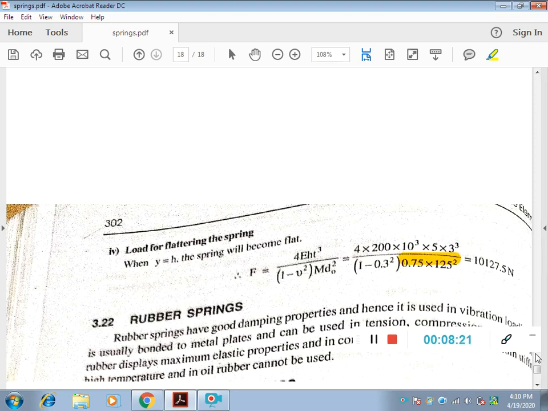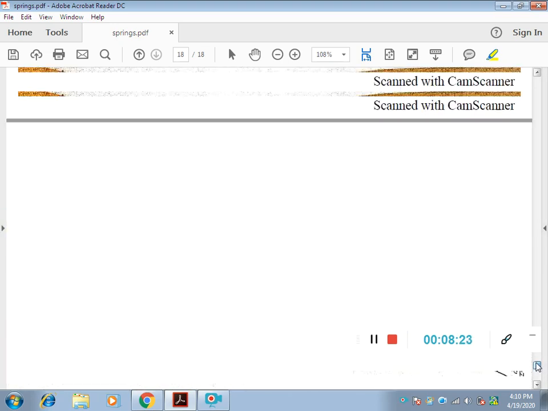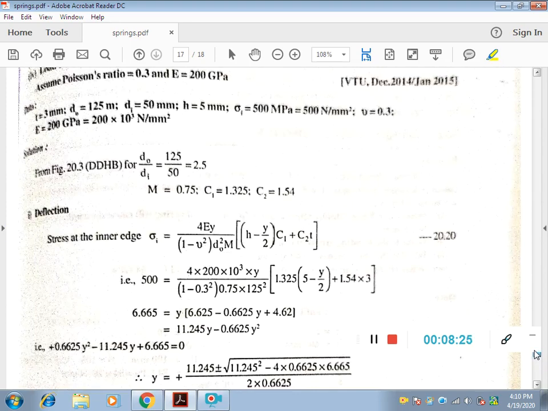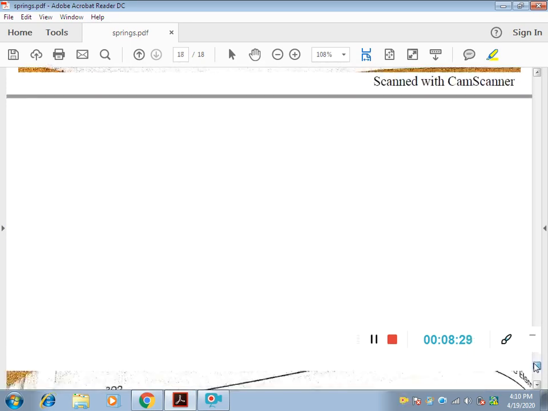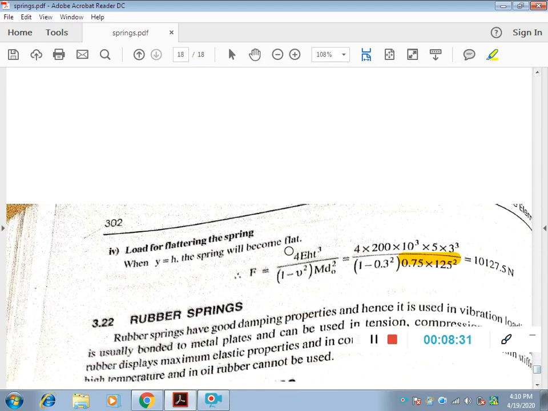This formula I think you have to remember. How to remember this formula? In equation 20.19, put y equal to h. Then you will get this equation.